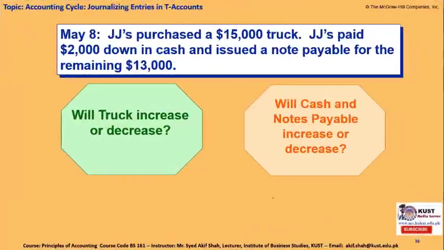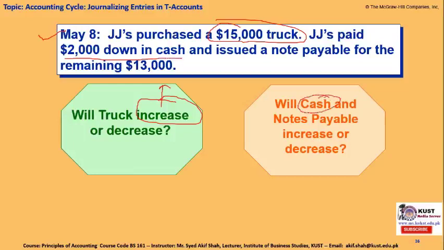Let us discuss my 8th transaction, when JJ has purchased a truck for $15,000. So the question says, will truck increase or decrease? Definitely the truck has increased, which is tools and equipment. JJ paid $2,000 in cash. So will cash increase or decrease? Definitely it will decrease because the company has paid $2,000 in down payment and issued a note payable for the remaining $13,000.